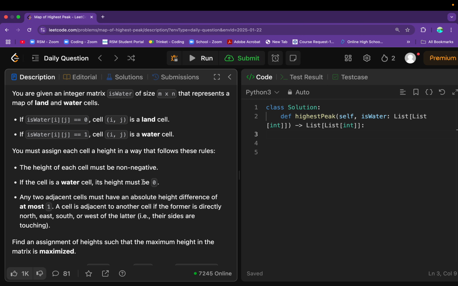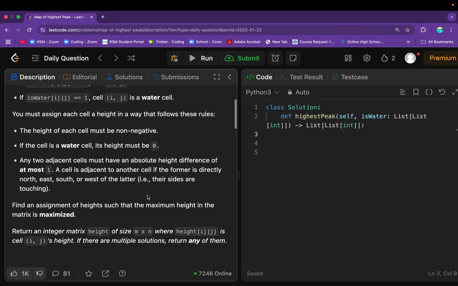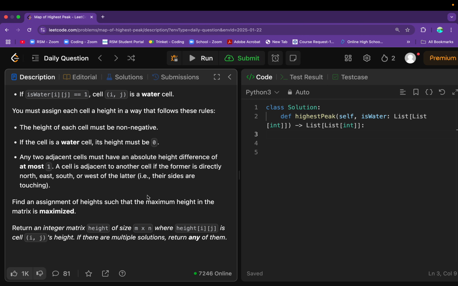The height of each cell must be non-negative, and if the cell is a water cell, its height must be exactly 0. Additionally, any two adjacent cells must have an absolute height difference of at most 1, meaning it can be either 0 or 1. A cell is adjacent to another cell if the former is directly north, east, south, or west of the latter, meaning their sides are touching, or therefore directionally adjacent.